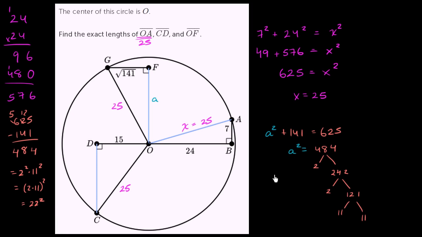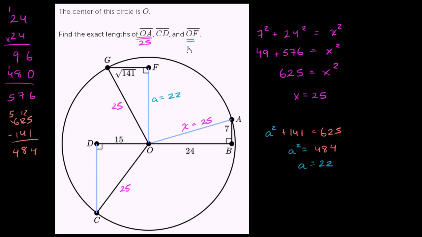So in this case, A is equal to, let me clean all that up so I have some space to work with. A is equal to 22. Let me write that down. A is equal to 22. So that's equal to 22 right here, and that's the length of segment OF. So this is 22. And then finally, CD.